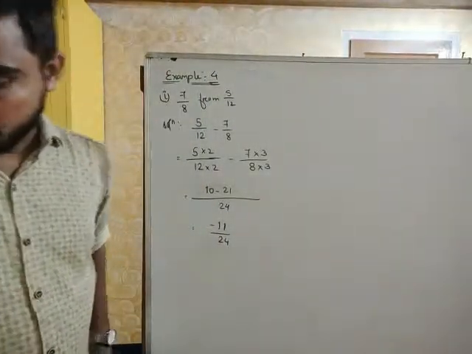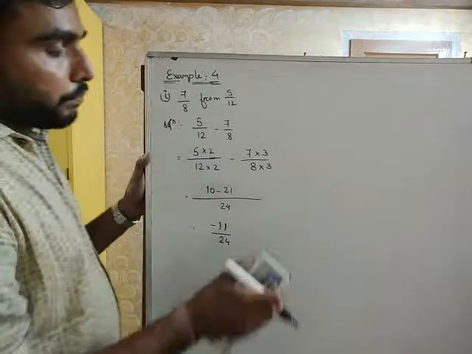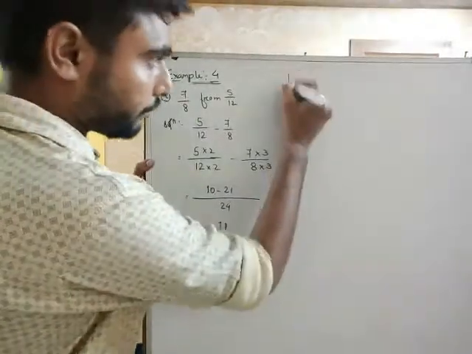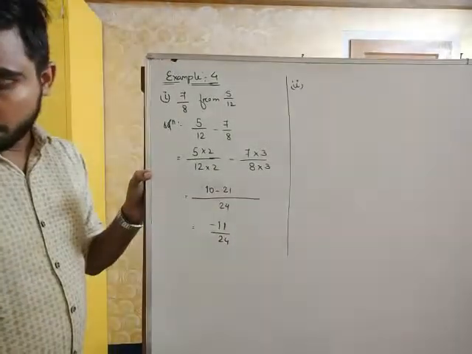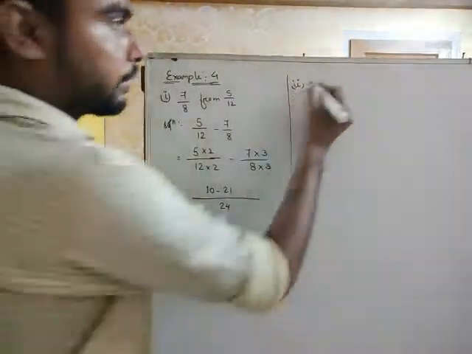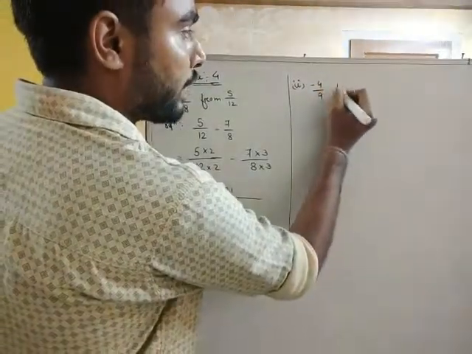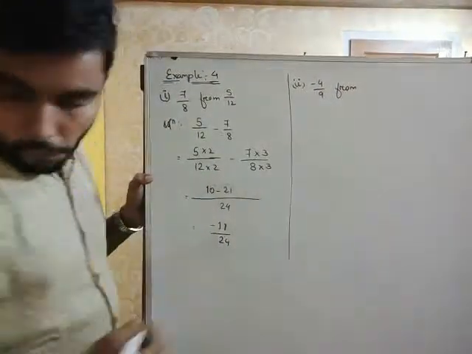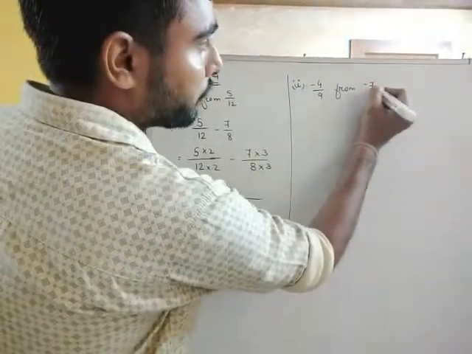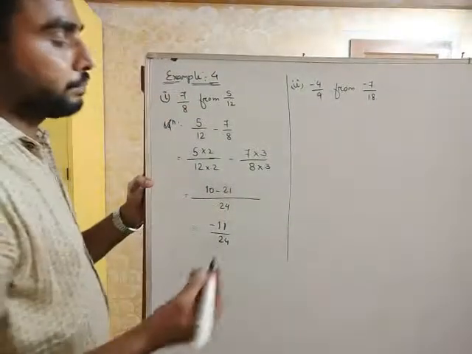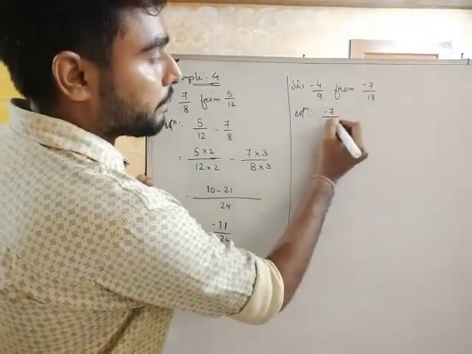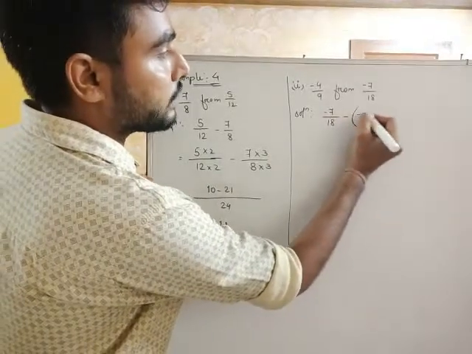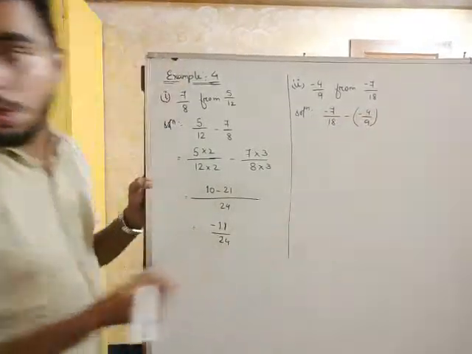Okay, let's see number 2 then. Subtract minus 4 by 9 from minus 7 by 18. So minus 7 by 18 will be written first and minus 4 by 9.